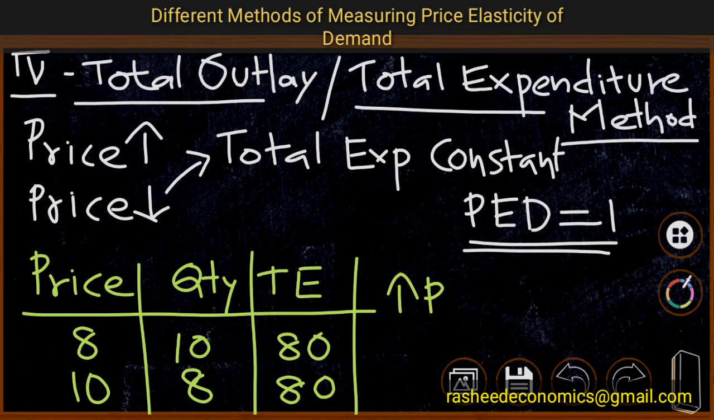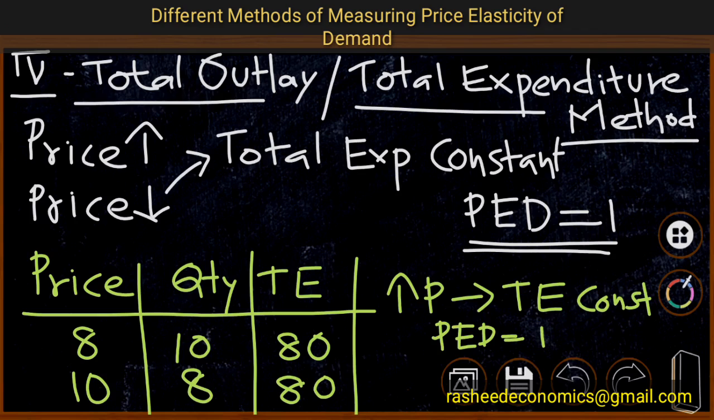Here, when there is an increase in the price of the product, total expenditure is constant, and therefore we can say that price elasticity of demand is equal to 1. That is, there is unitary elastic demand.